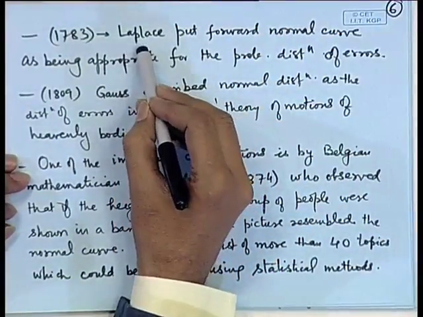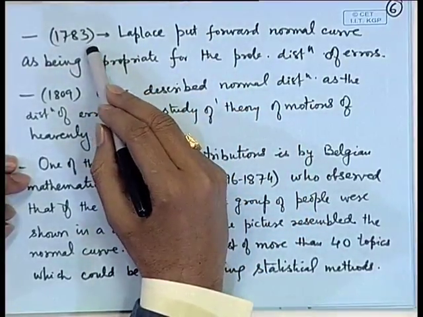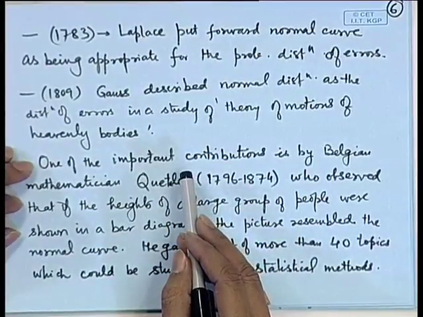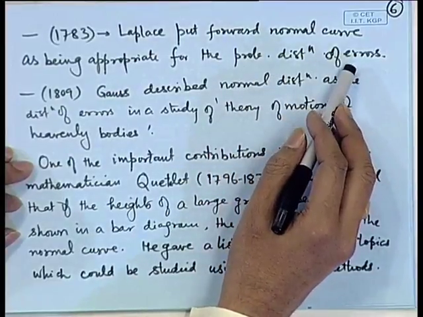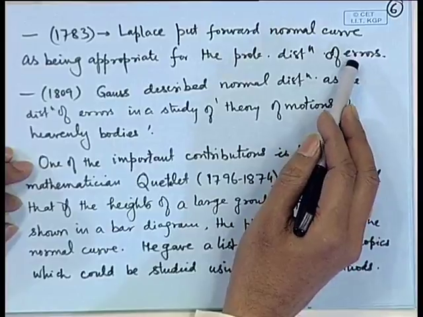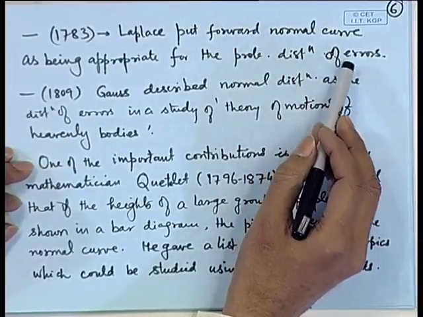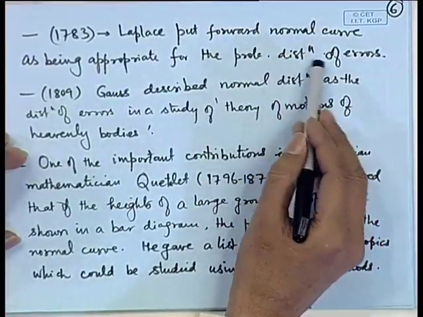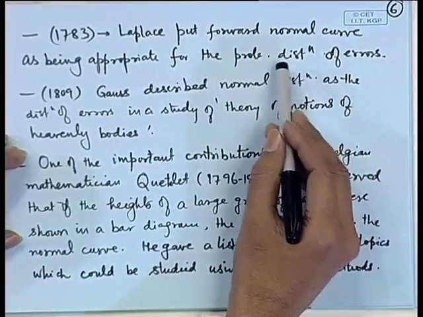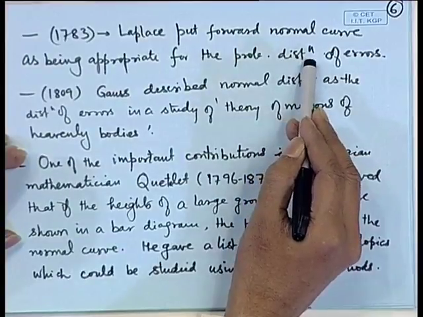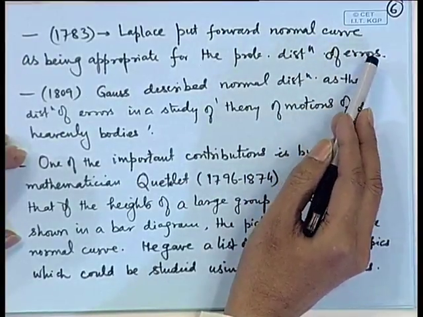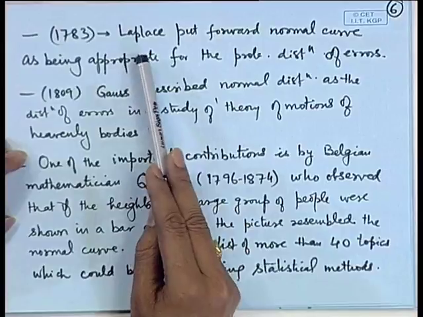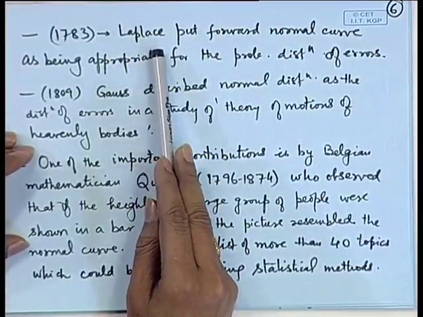The great French mathematician Laplace, in his manuscript in 1783, said that the normal curve can be used for describing the probability distribution of errors. When we are doing certain measurements and those measurements are not accurate because of the measuring instrument or the person who is measuring, there may be errors, and you take several observations on that. Then you have several values corresponding to those errors. If we plot the frequency curve of that, it looks like a normal distribution curve, and this theory was propounded by the French mathematician Laplace.